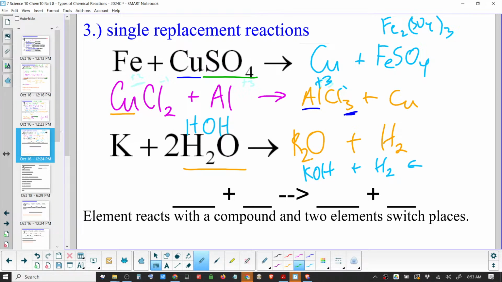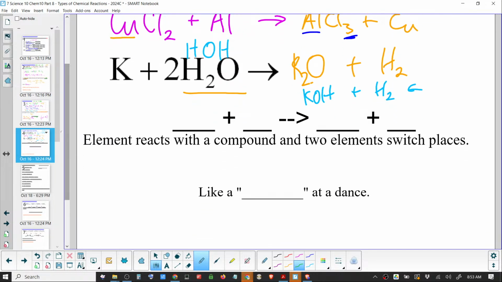First, I'll put in this. Element reacts with a compound and two of the elements switch places. All of the ones I've given you have shown a metal. So I'd like to do one that shows, this is like cutting in at a dance. We had the snowball. We could have something like, I'll take the aluminum, AlCl3 plus fluorine. Predict the products.